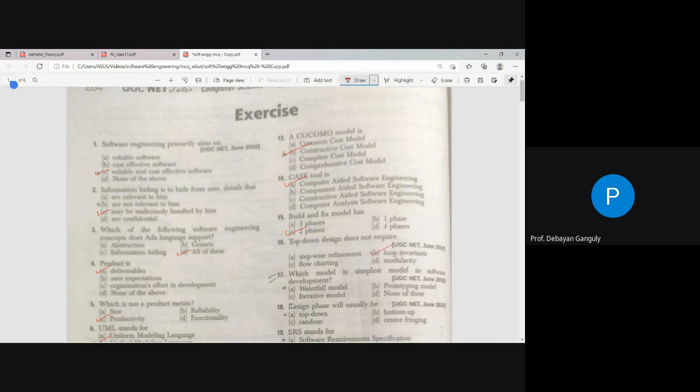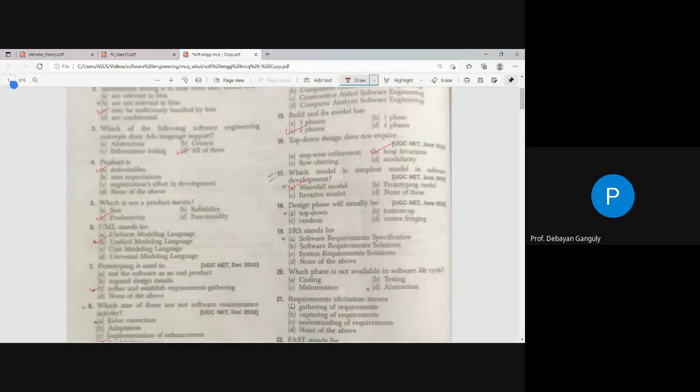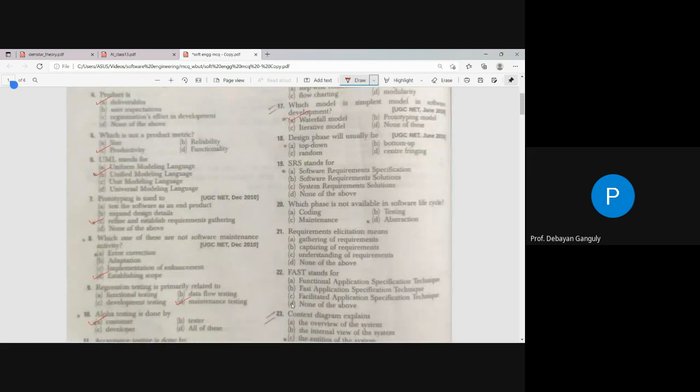Which model is the simplest model in software development? Of course, the waterfall model, that is the first model you understood. And in that case, the design phase will usually be the design phase. When we are in the designing phase, of course, that will start from top to down.